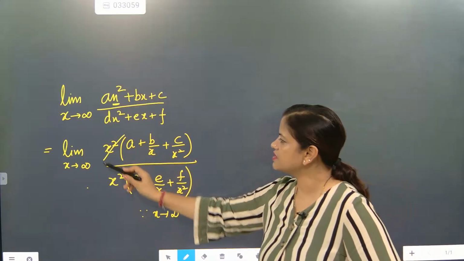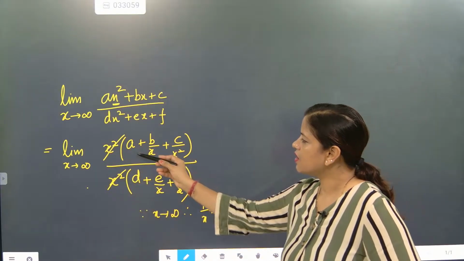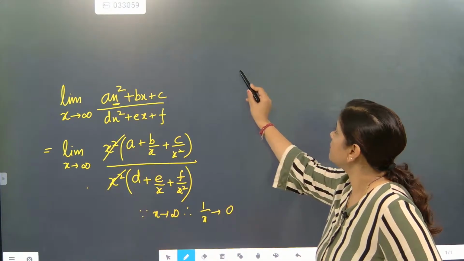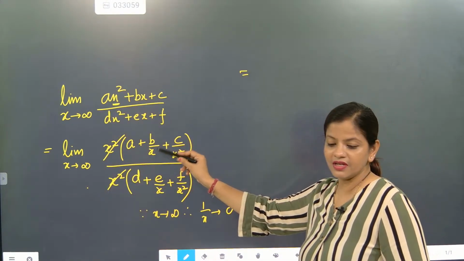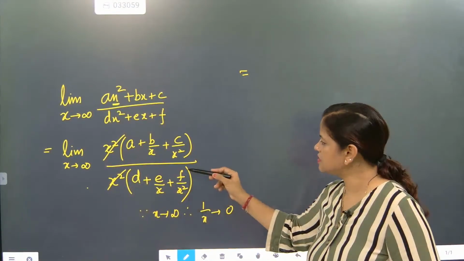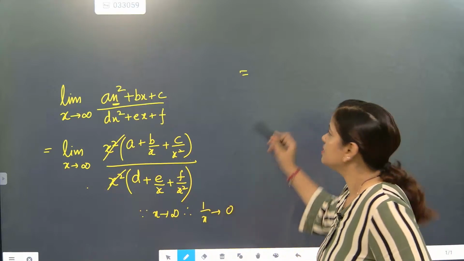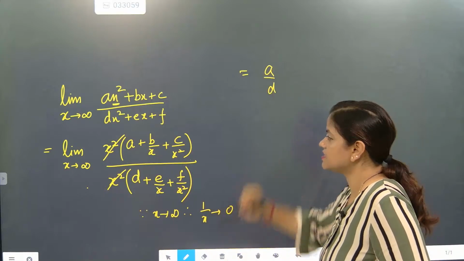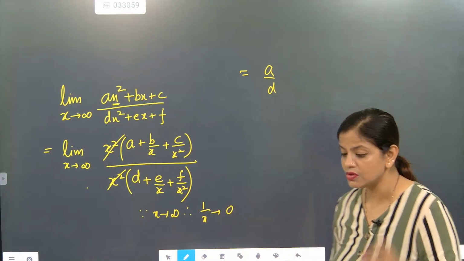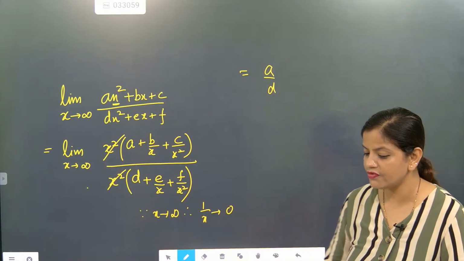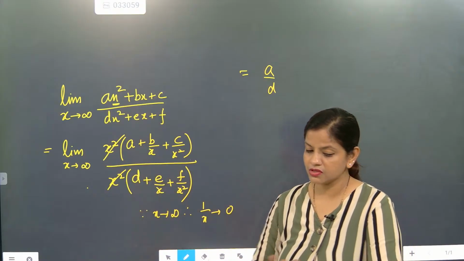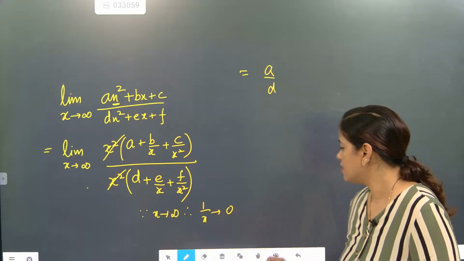So here x square will get cancelled. Now wherever x is there, we can very bravely put infinity there. So b by infinity means 0, c by infinity means 0, e by infinity means 0, f by infinity means 0. Then what is left? A by d is left as the answer. Understood? Because whenever x tends to infinity, 1 by x tends to 0. Very simply solve these questions. No need to do anything here and there.